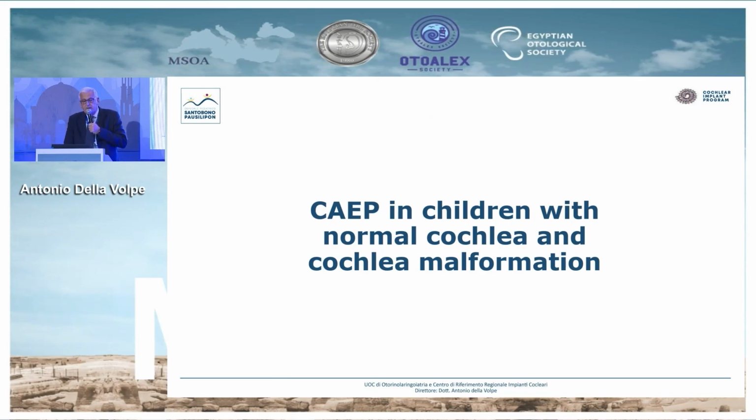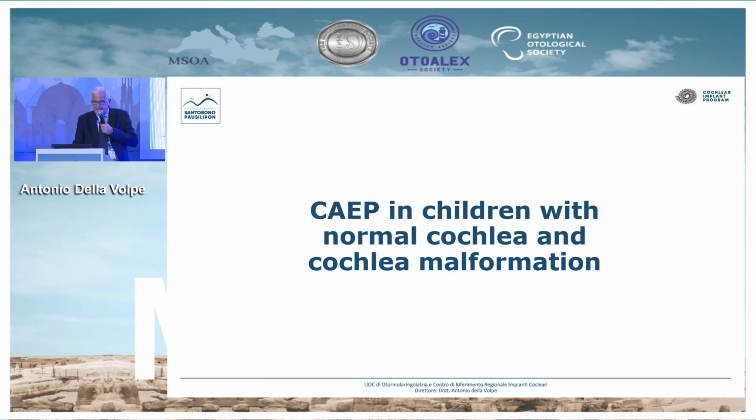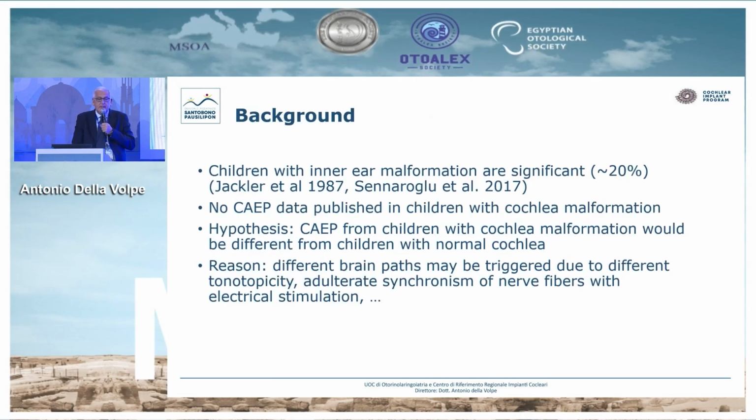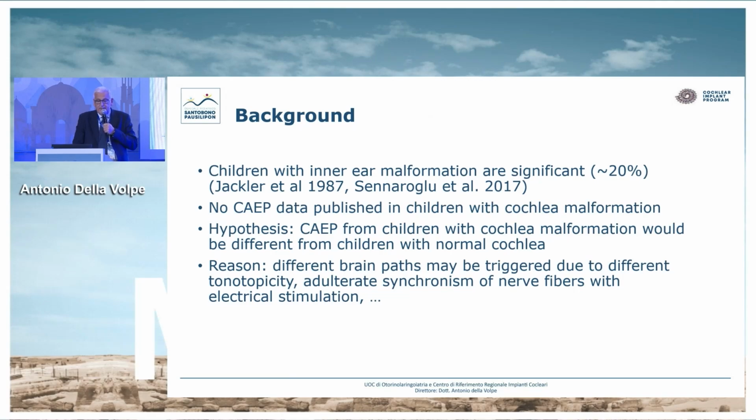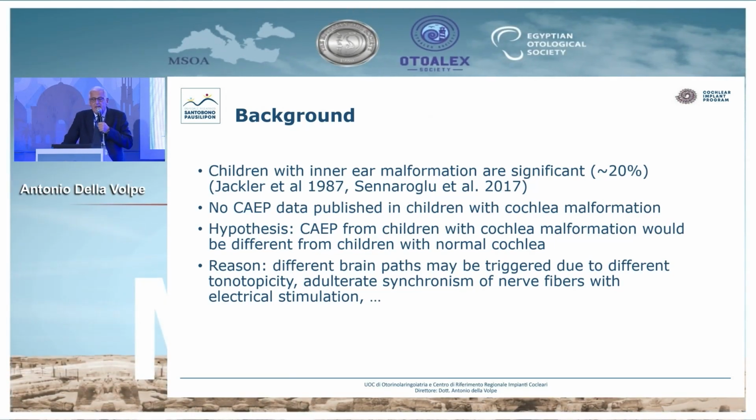It could be useful to use an objective measurement of the cortical potential in children. Most of these children, of course, are very young. We perform the surgery under the age of 1, so it's very difficult to evaluate the results after the surgery. Children with inner ear malformation are significant, about 20%. No cortical potential data are published in children with cochlear malformation.